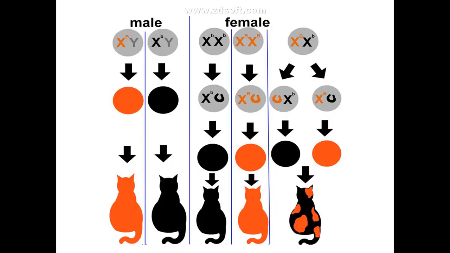Now, this is the calico cat. Its fur is black and orange. A calico cat is always a female cat. Then what about its male partner? The male cat will be either orange or black.